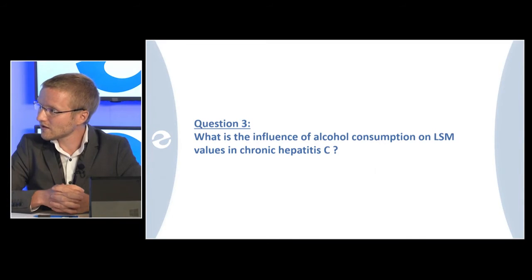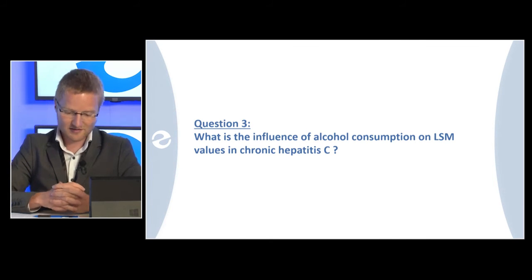Question number three, and we have received several questions on that topic. What would be the influence of alcohol on the stiffness value when you scan a patient with chronic hepatitis C? Well, I will highlight two points. Number one, they are both causes of liver disease, and they are synergistic. If you have hepatitis C and you abuse alcohol, you're more likely to develop cirrhosis. So chronic alcohol consumption increases your chances of developing fibrosis. And then acutely, as with a person with pure alcoholic liver disease, if you have been drinking in the last days, you can have more inflammation and then overestimate the degree of fibrosis. These are the two aspects that I would highlight.